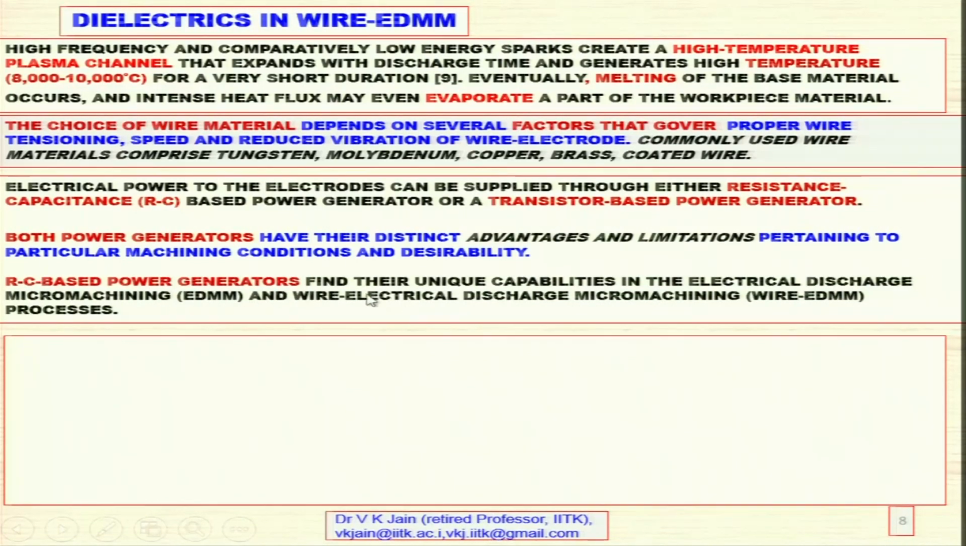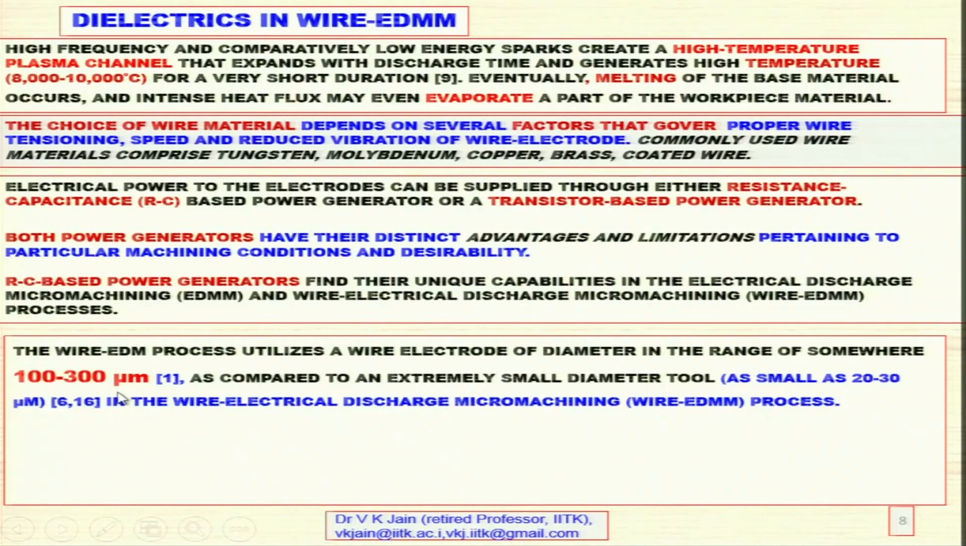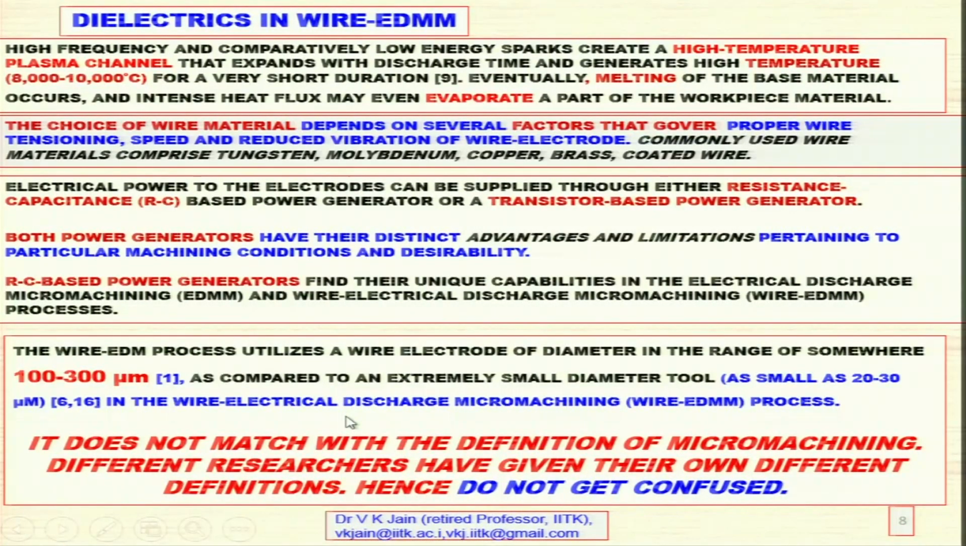RC-based power generators find their unique capabilities in the electrical discharge micromachining and wire electrical discharge micromachining processes. The wire EDM process utilizes a wire electrode of diameter somewhere in the range of 100 to 300 micrometer, as compared to an extremely small diameter tool, as small as 20 to 30 micrometer, in the wire electrical discharge micromachining processes. This is very important to note.